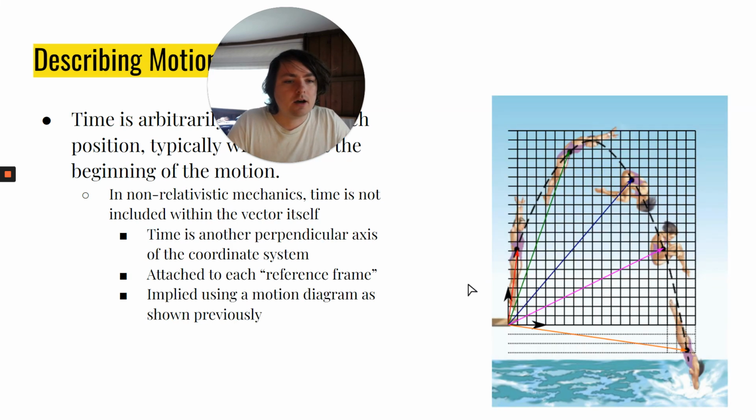Okay. And then the third way is having time be implied by using motion diagrams. So like the original diagram, where the dots are equally spaced in this case, using a motion diagram, having the time be implied.